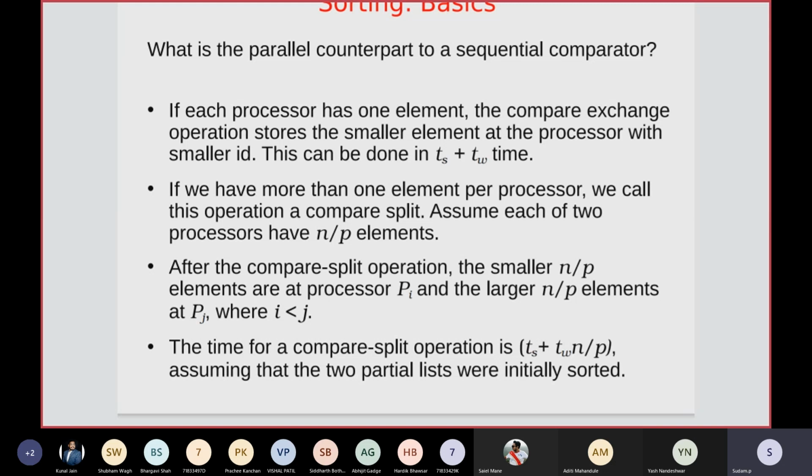But in the case of the compare split operation, with more than one element per processing element, the time is Ts plus Tw into n by p elements. The formula will change here. This assumes that the two partial lists were initially sorted; both lists available on the two processing elements are in sorted order.